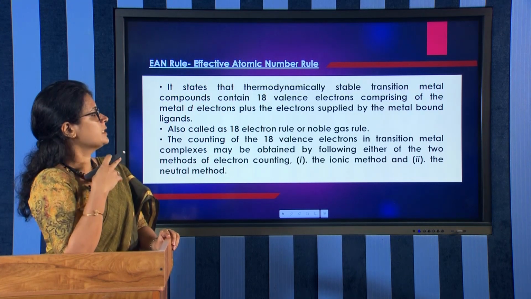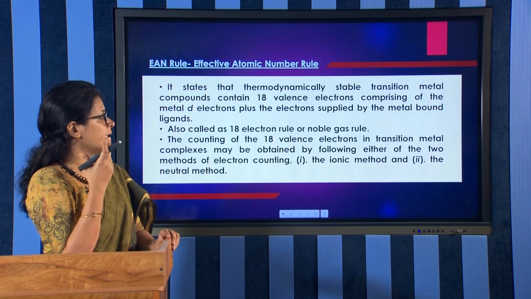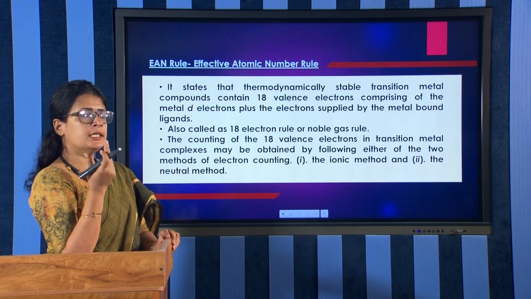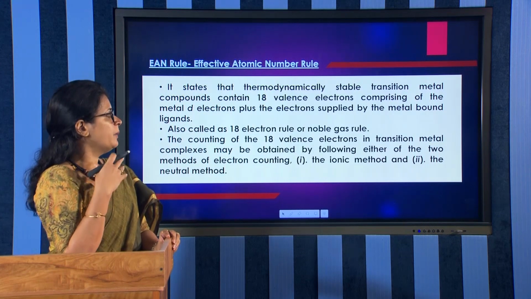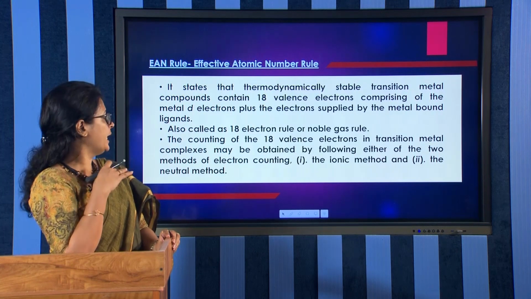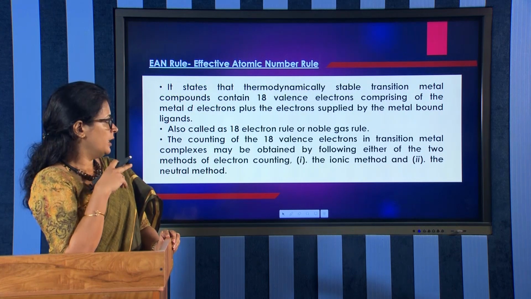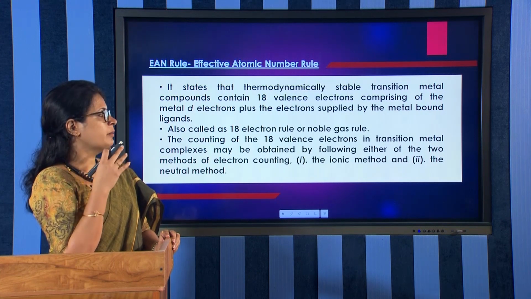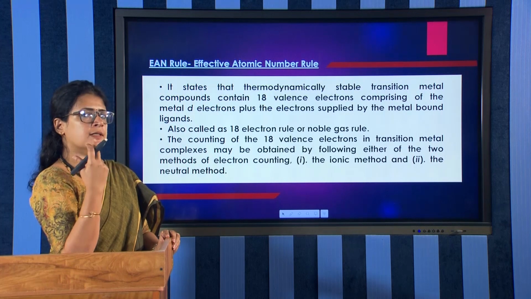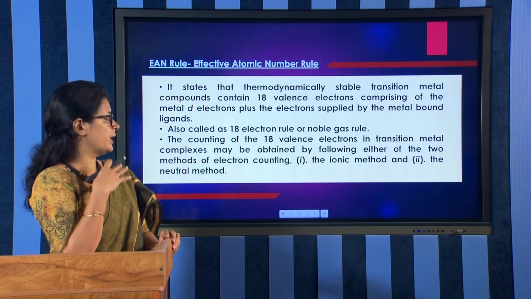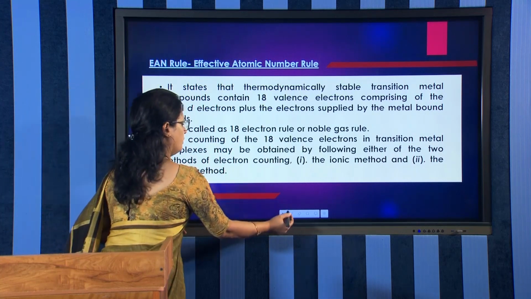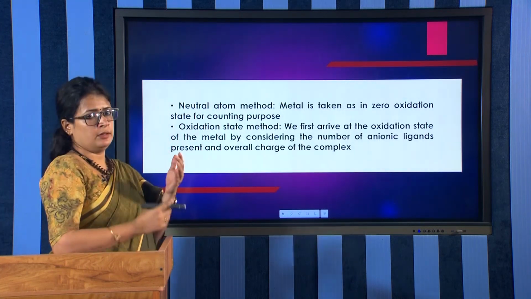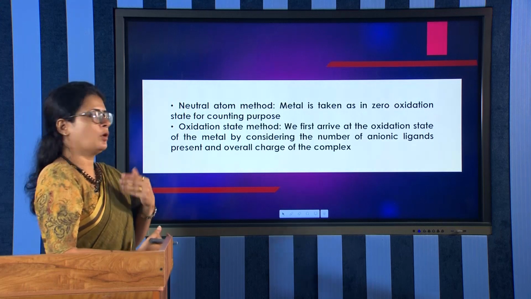And how do we count the electrons? Counting of these 18 valence electrons in transition metal complexes may be done by either of two methods: the ionic method, and the neutral atom method. Either the neutral atom method or the ionic method could be used, and in the coming slides you can see how to work out the problems.